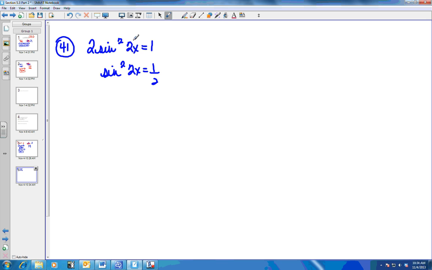Now remember, you can't ever divide by this 2. That has to stay there. Okay, now I have sine squared 2x, so I just want sine. So I'm going to take the square root of both sides. When I take the square root of this side, it's plus or minus the square root of 1, which is just 1, over the square root of 2.